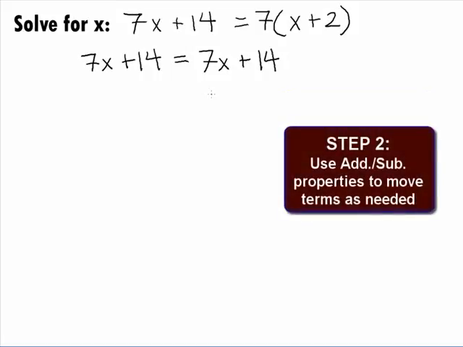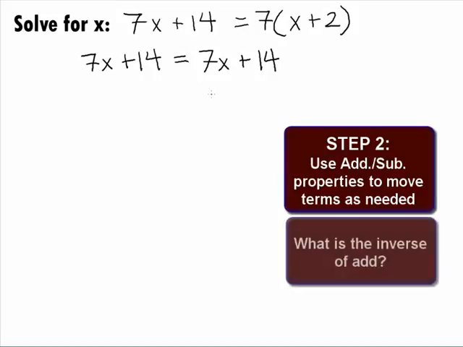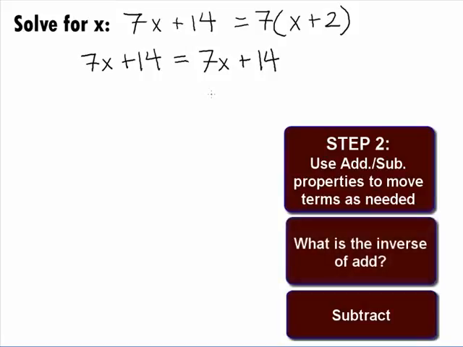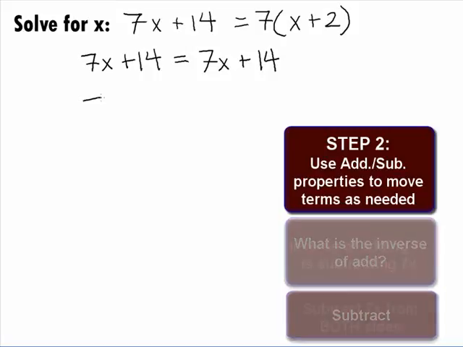In step 2, we want to use the addition and subtraction properties of equality to move the variable term on one side and all other terms to the other side. Let's go ahead and move the 7x that is on the right side over so that we have our x term on the left side. What is the inverse of add? Subtract. So we need to subtract 7x from both sides.